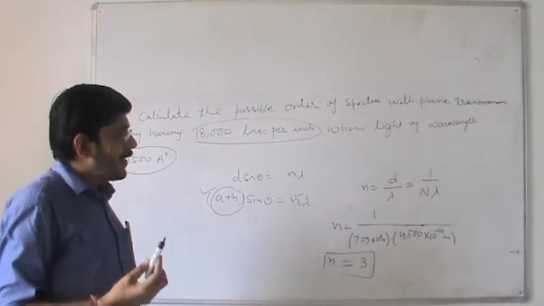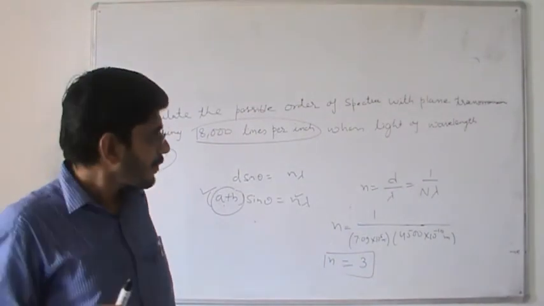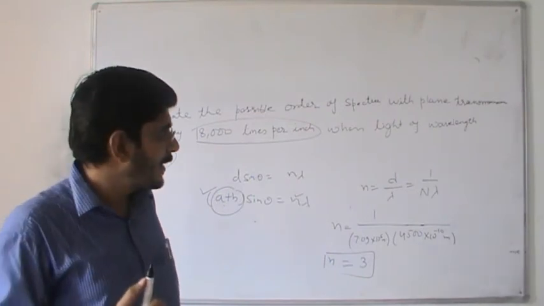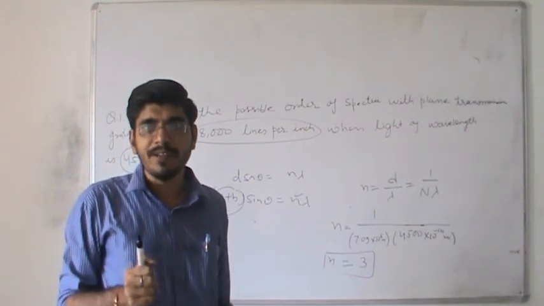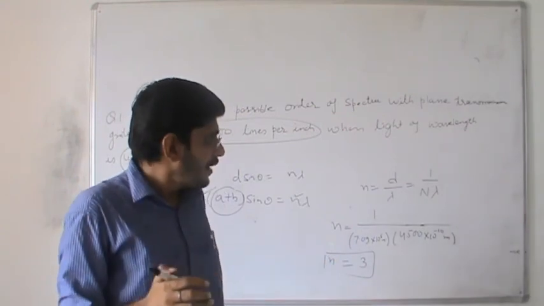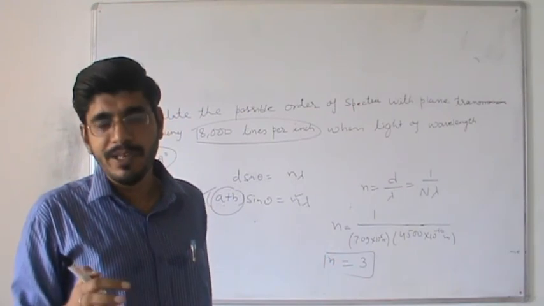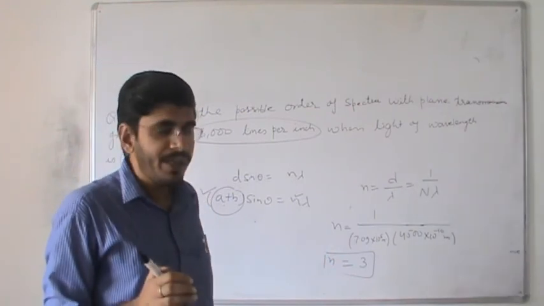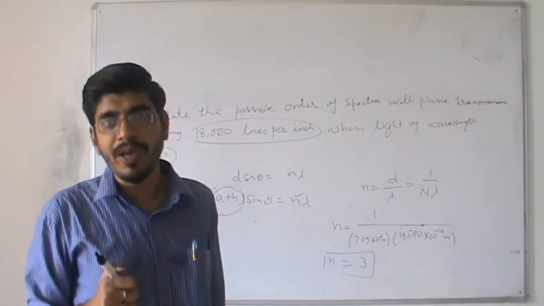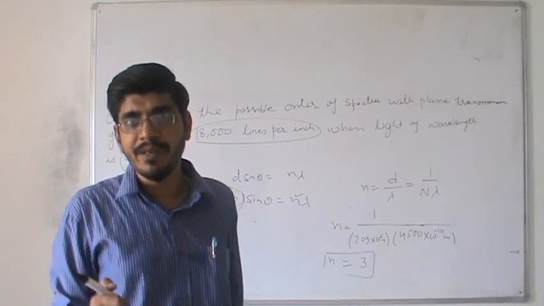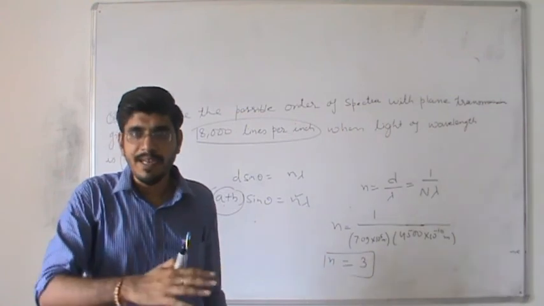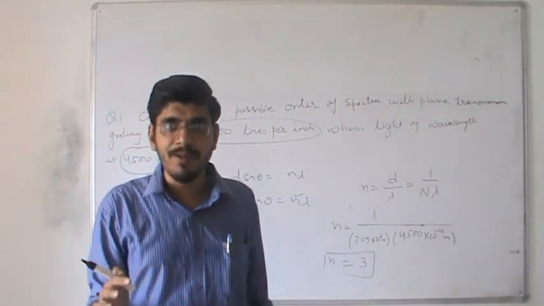So today I explained the plane transmission grating, how the spectra and interference pattern are observed in a plane transmission grating. We compared its intensity distribution pattern with Young's double slit interference pattern. We also calculated the missing order terms or absent spectra. We observed that when a is equal to b, that is, when the width of the slit is equal to the width of the opaque portion, the second order will be missing. If b is equal to 0, the first order will be missing.